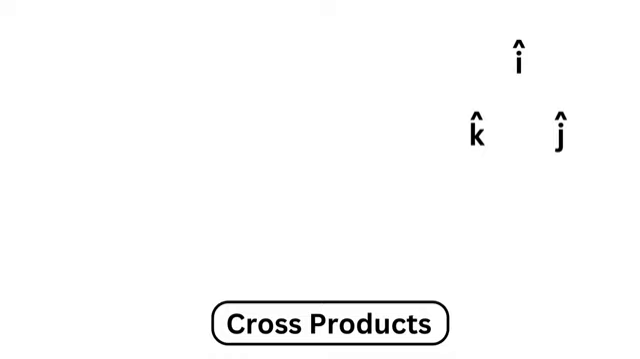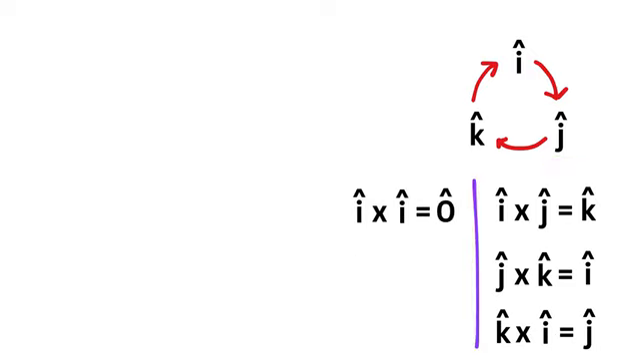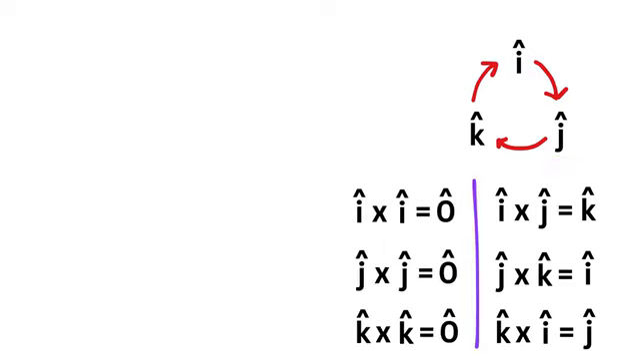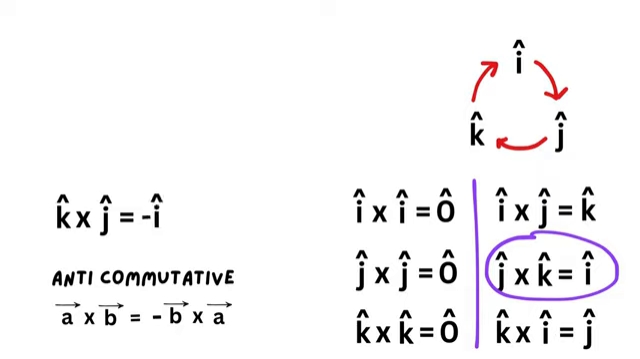Write i, j, and k like this. Now i cross j is this k, then move again clockwise to get j cross k as i, and finally k cross i as j. Also note that the cross product of a vector with itself is 0, which means this. The cross product is anti-commutative, which means that swapping the order of the vectors changes the sign of the result. So if you have two vectors A and B, the cross product follows this rule: A cross B equals minus B cross A. So for example, if you take k cross j, it will become minus i.